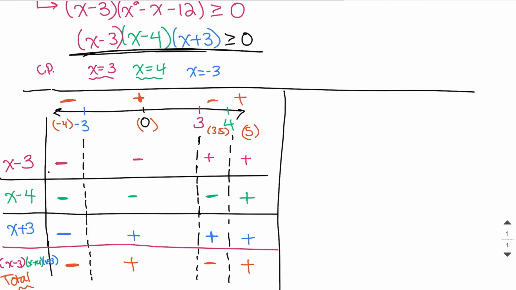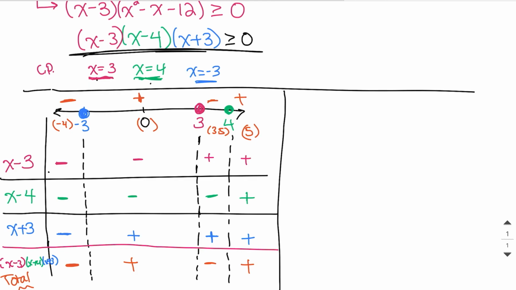Now, the last thing that I want you to be aware of, 2 things actually, because this here says greater than or equal to, that means that x can be equal to 3. X can be equal to 4. X can be equal to negative 3. If this just simply said greater than, then x would not be able to be equal to these 3 values, and then we would instead put open circles, okay?